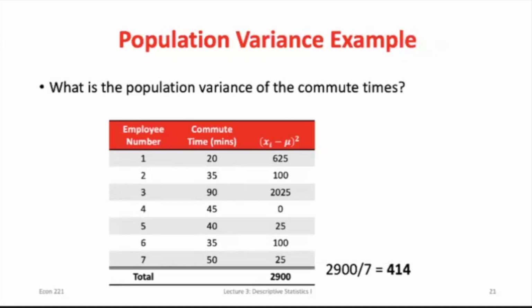35 minus 45 is 10 squared is 100, et cetera. I add these all up, I get 2,900, divided by the total number of observations I have, which was 7, and I get 414. Now, I wanted to use this example to make another point. So this should hopefully be something you could do by hand.